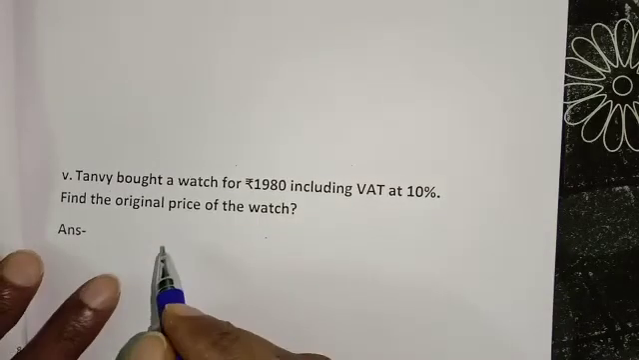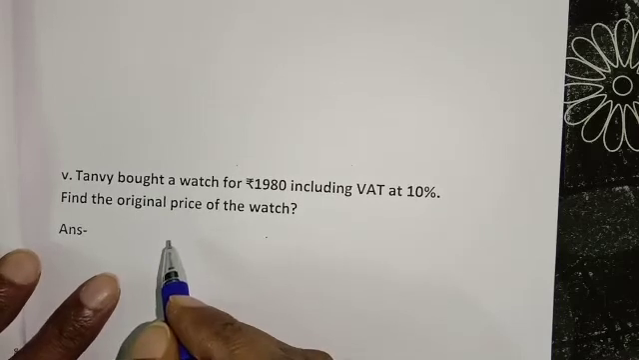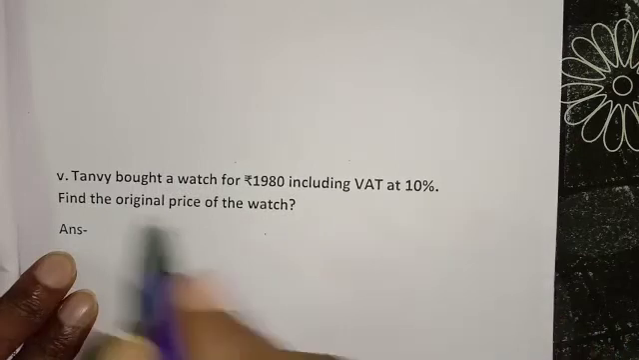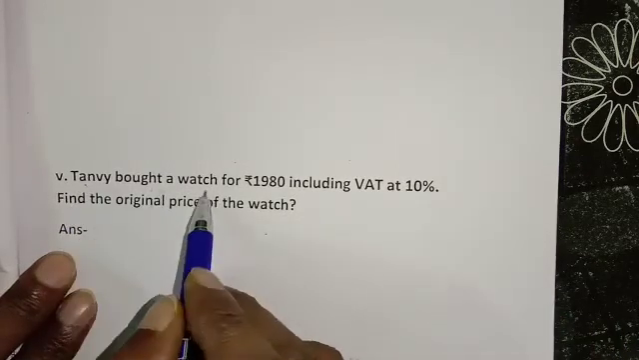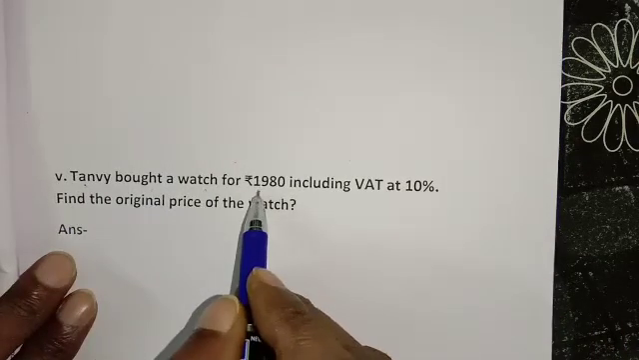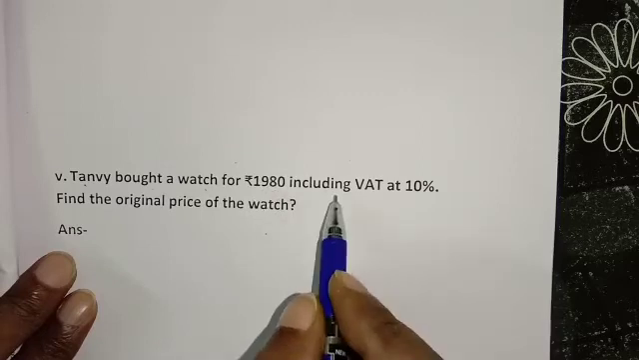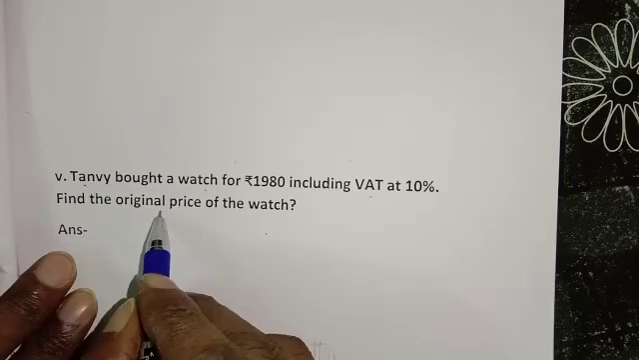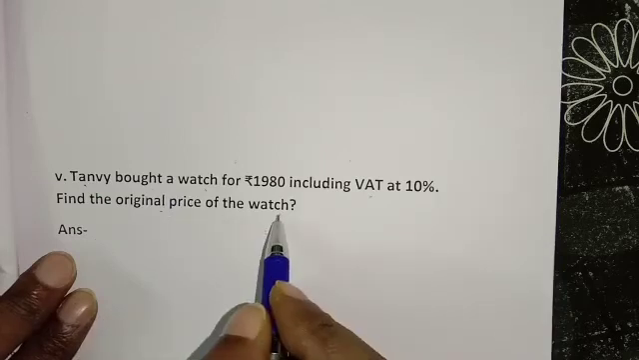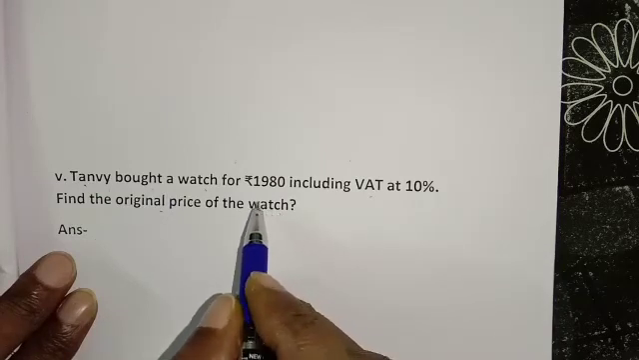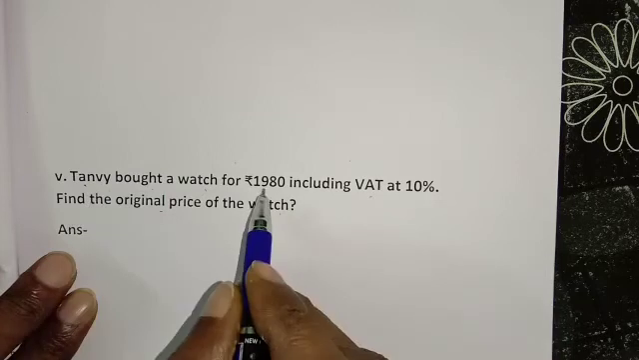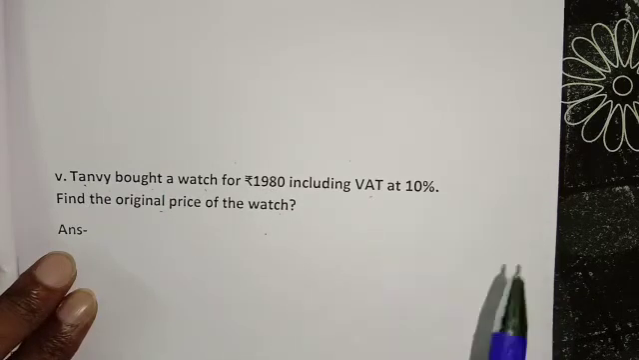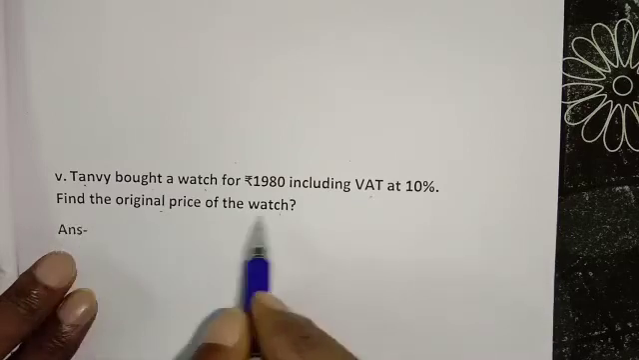Let us revise the chapter Profit, Loss, Discount, including VAT. Tanvi bought a watch for rupees 1980, including VAT at 10%. Find the original price of the watch. The selling price is given as 1980, including VAT, and the percentage of VAT given is 10%. You have to find out the original price of the watch.